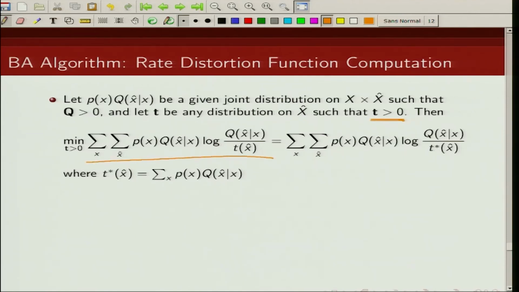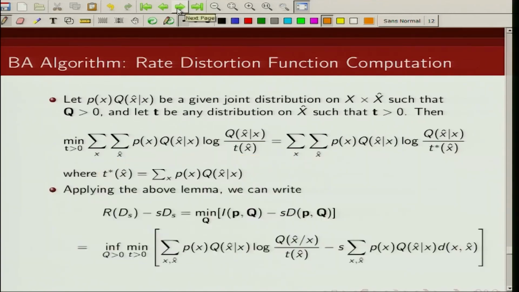Then minimizing this over all T is given by this expression, where T star is this. Again, this proof is very similar to the proof that we did for channel capacity; we can use the divergence inequality to prove this result. I am not stating it here again.